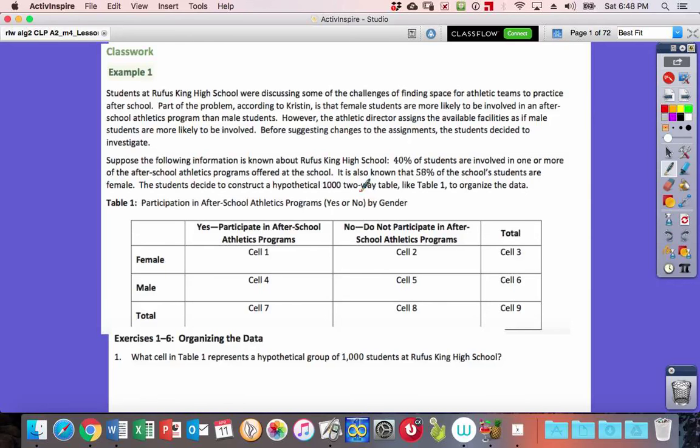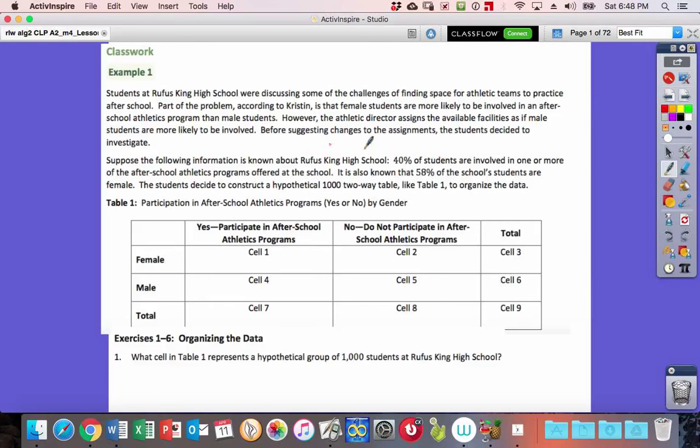Students at Rufus High School were discussing some of the challenges of finding space for the athletic teams to practice after school. Part of the problem, according to Kristen, is that female students are more likely to be involved in after-school athletics programs than male students. However, the athletic director assigns the available facilities as if the male students are more likely to be involved. Before suggesting changes to the assignments, the students decided to investigate.